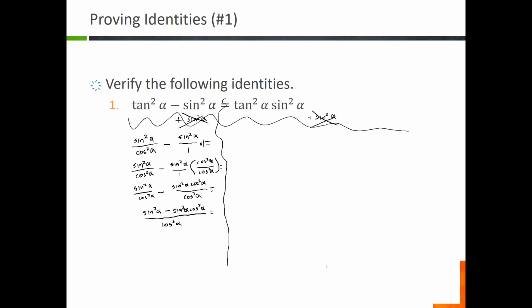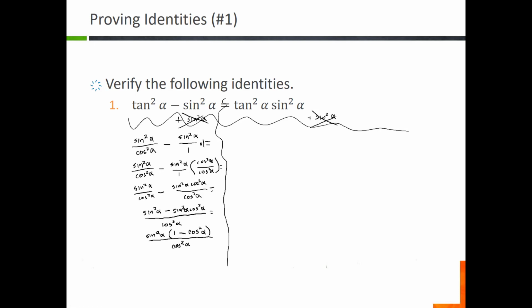So the numerator, what can we do there? We have two terms, each one has a sine squared, so let's factor that out. We factor out a sine squared alpha. When you take the sine squared away from sine squared, you're left with a 1, minus, when you take the sine squared away from the cosine squared, you're left with just the cosine squared. So we end up with a 1 minus cosine squared alpha, and that's all over cosine squared alpha.